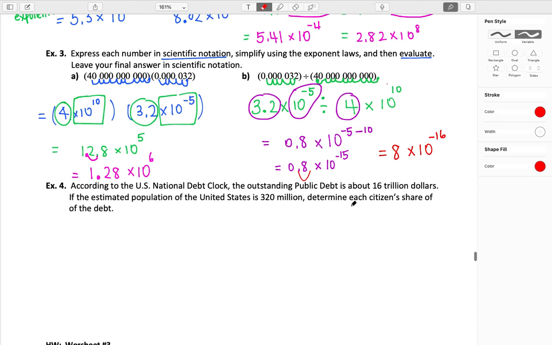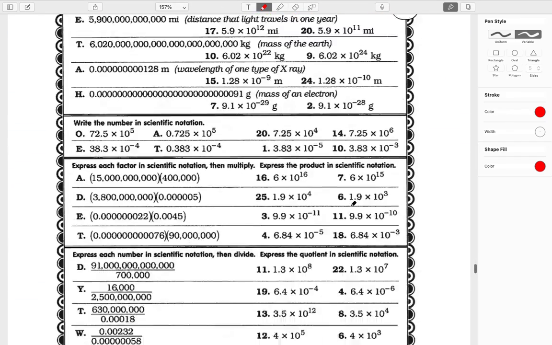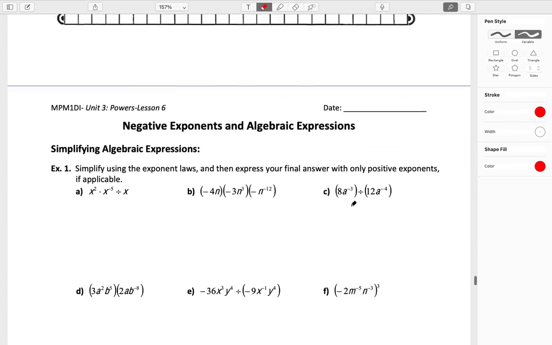Okay. So you will try example 4 on your own. Make sure you double check your answers.